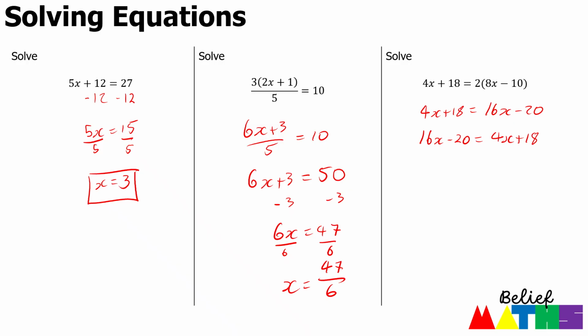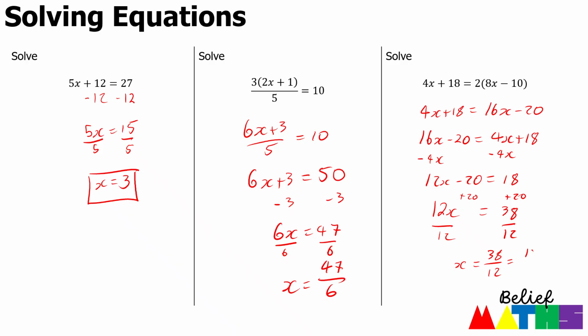So I've got two x's, I'm going to get rid of the smaller x. So I'm going to take away 4x from both sides, and that gives me 12x minus 20 equals 18. And now I'm back to the same thing I had in the first question, just solving a simple linear equation. Adding 20 to both sides gives me 38, and then dividing both sides by 12 gives me x is equal to 38 over 12. That's fine, we can leave that as an improper fraction. However, we can simplify this. If we half both of these, we get 19 over 6, which is our simplified answer.